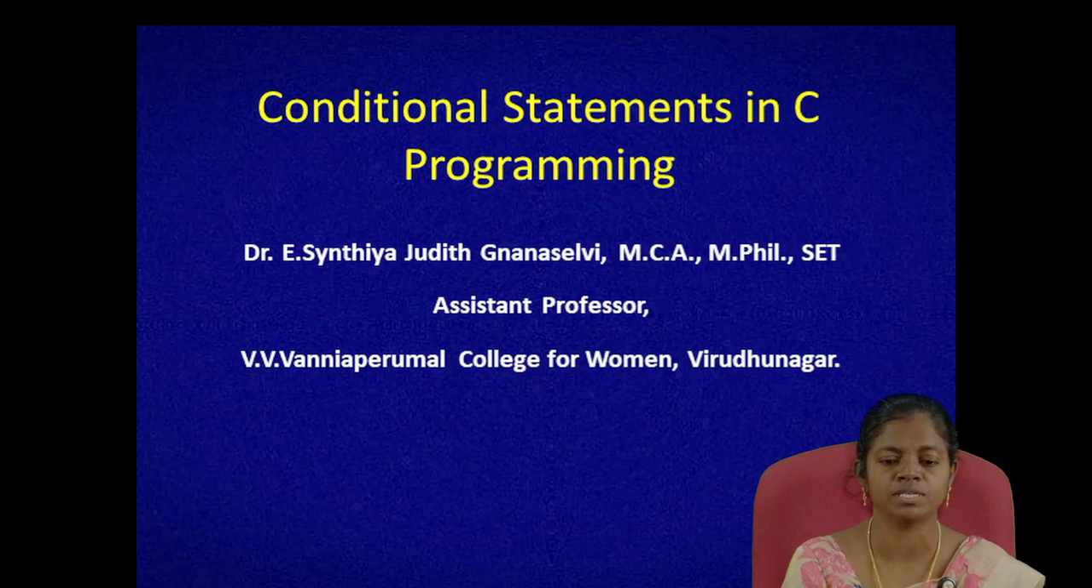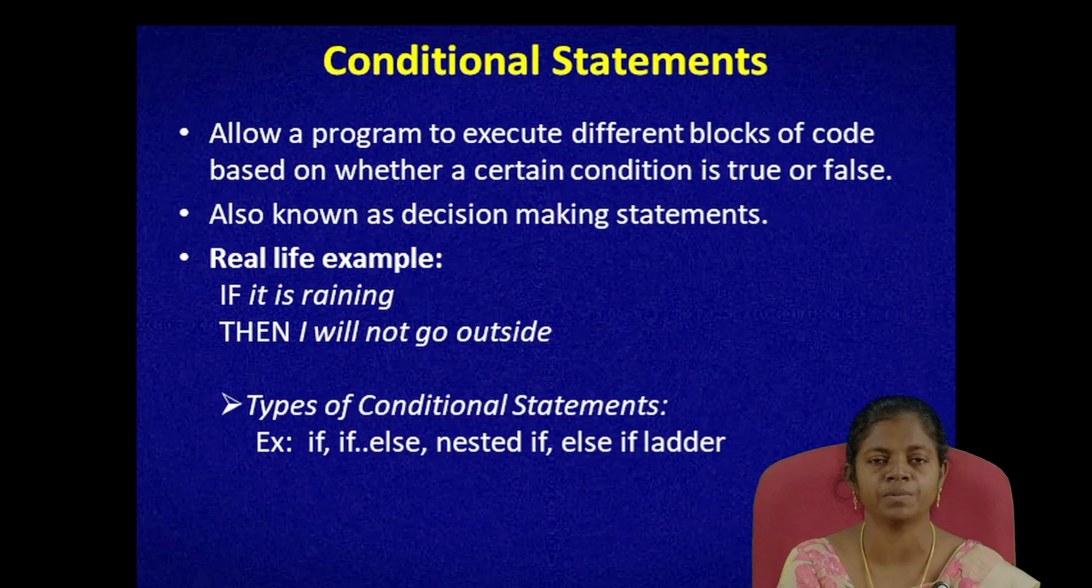In this video, we see about the conditional statements in C programming. The conditional statements are used to evaluate one or more conditions and make a decision of whether the set of statements are executed or not. These conditional statements are also called decision-making statements. In real life also, we meet these types of conditional statements in some situations. This is a real life example of a conditional statement. If it is raining, then we will not go outside.